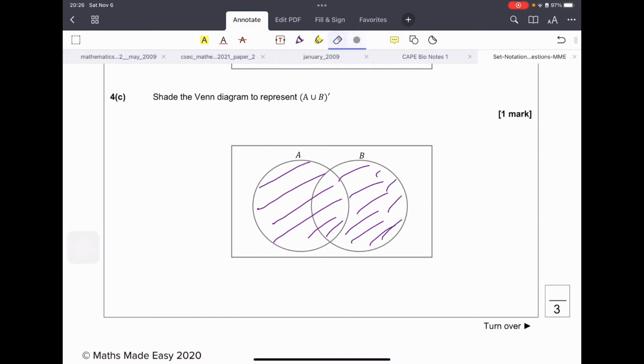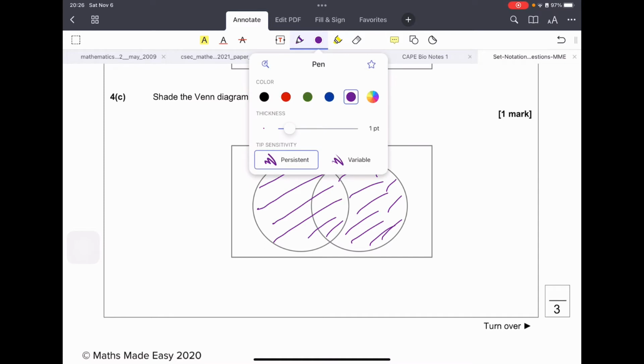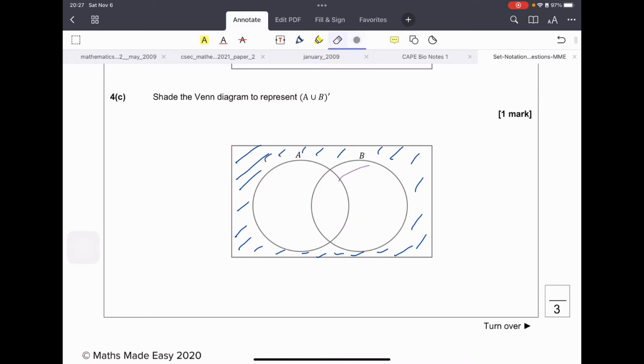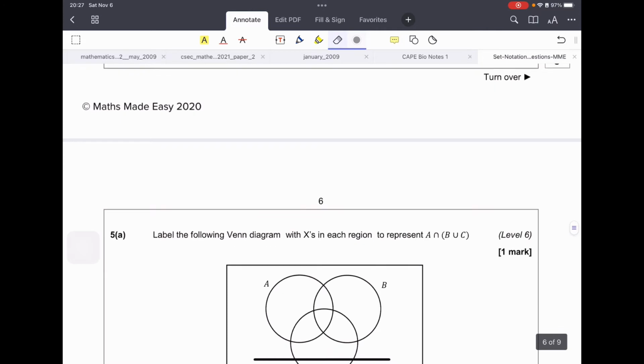So everything that is not there would be simply everything out of the circles, right? So all of these things here, everything here is A union B prime. And I'll erase the purple so you'll see clearly. Right, so that region is A union B prime.